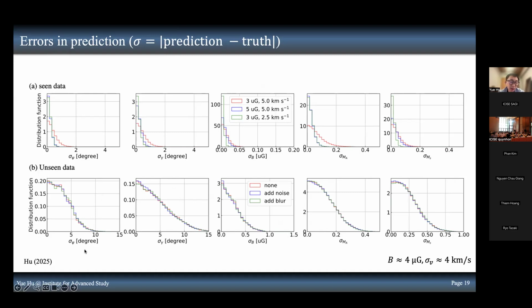And of course, we see if we input unseen data, the uncertainty significantly increases. The uncertainty for the inclination angle and also the plane sky angle increases to about 10 degrees, and the uncertainty for the magnetic field strength also increases to 1.1 microgauss. The uncertainty for MA and MAs increases too, but even so, I think its prediction is still very good because its uncertainty is not so large.